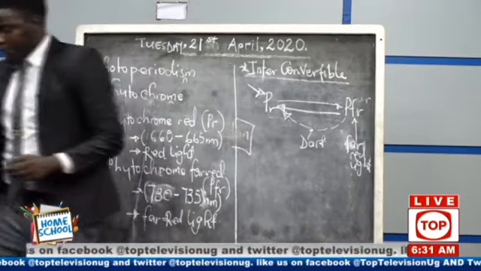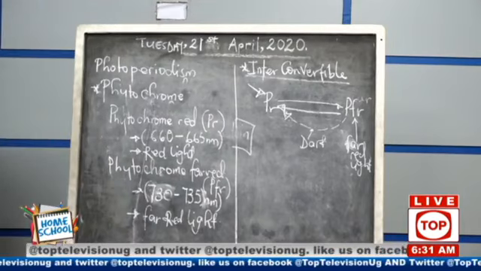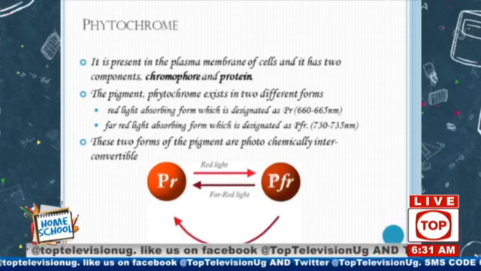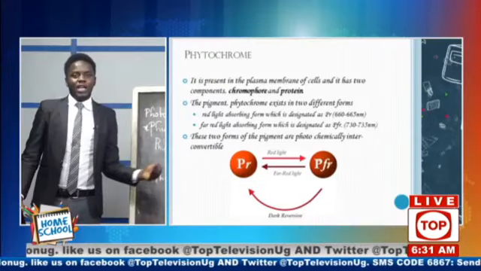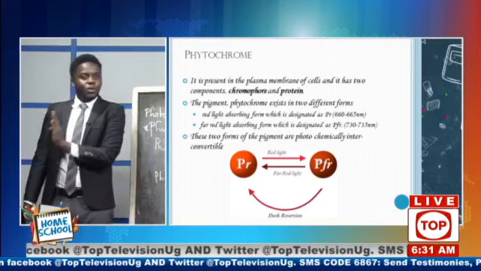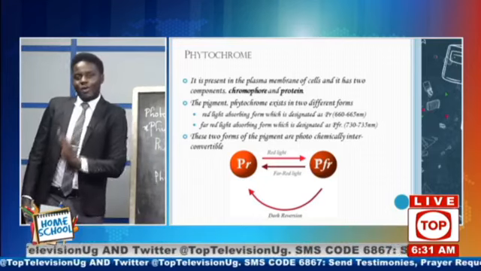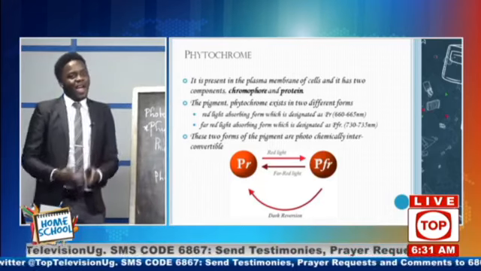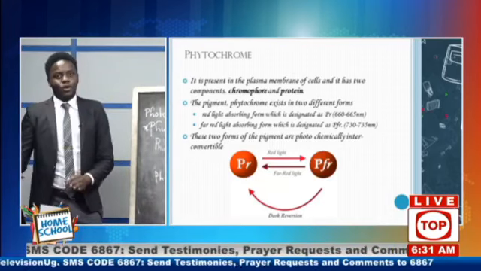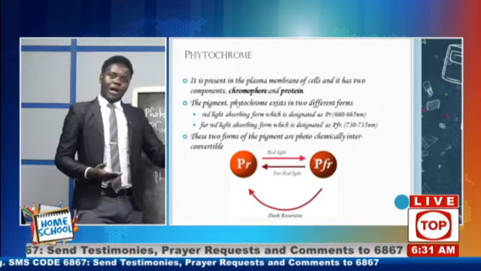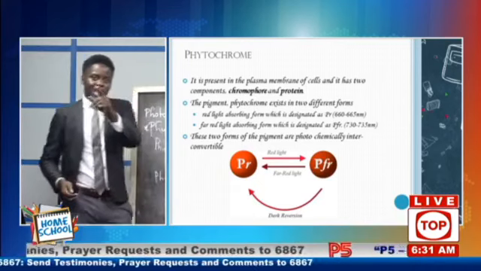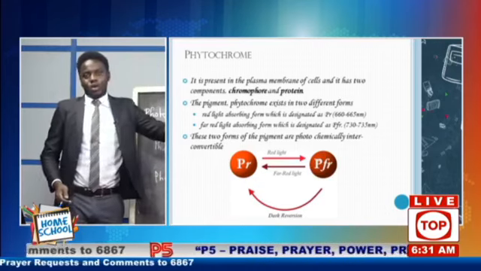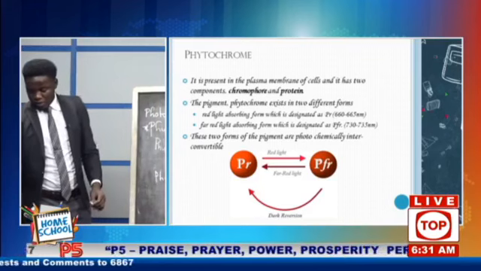Very important. So when you take me back to that slide, phytochrome red, when it absorbs red light, is converted to phytochrome far red. And when phytochrome far red absorbs far red light, it is converted back to phytochrome red. However, in the dark, phytochrome far red can be converted gradually back to phytochrome red. That is why we have that curved sign there, indicating that it takes quite a long time. These other two happen rapidly.